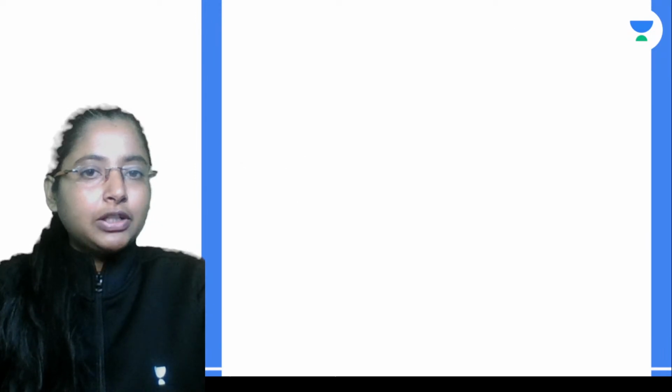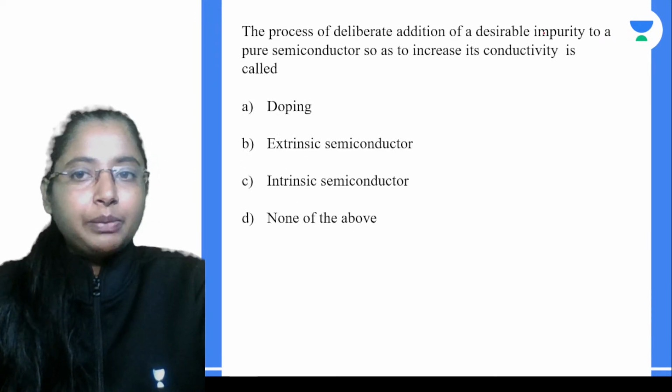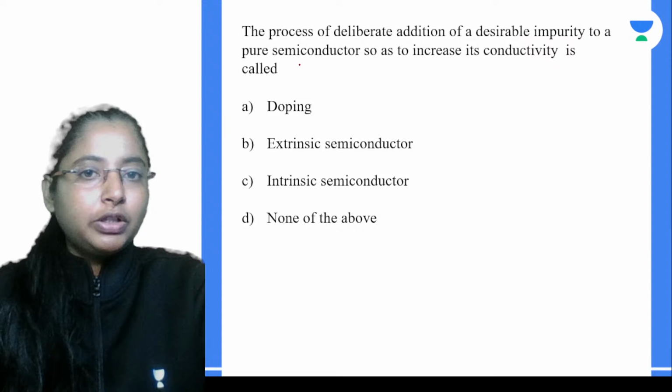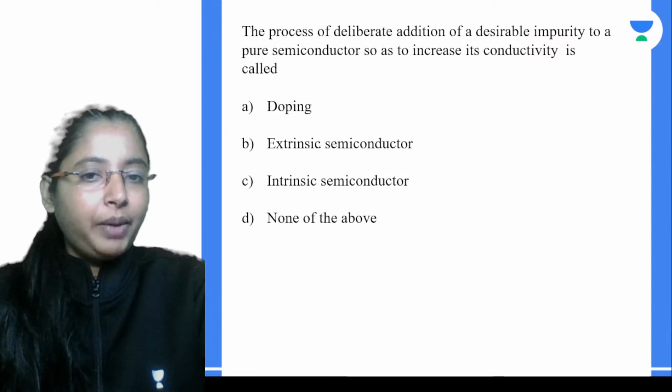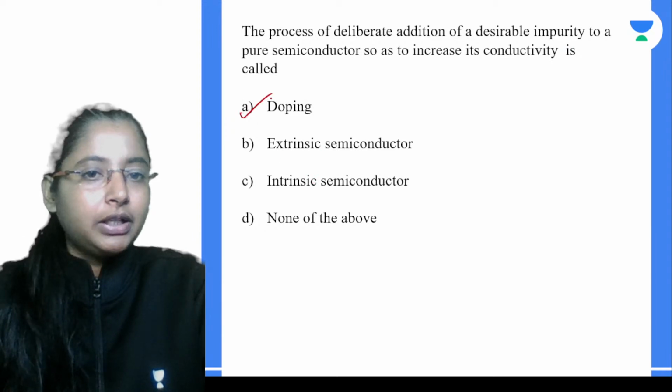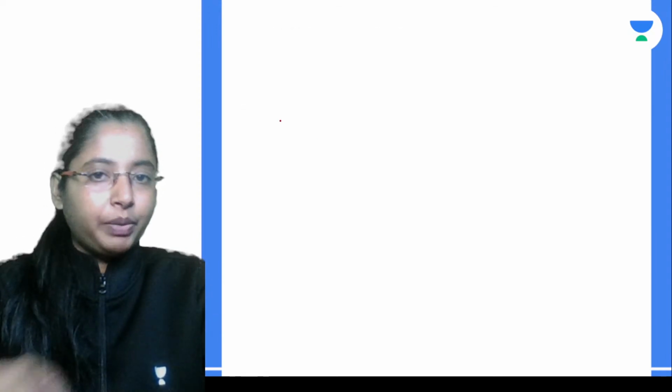Now next question. The process of deliberate addition of desirable impurities to a pure semiconductor so as to increase its conductivity is called doping. Extrinsic semiconductor, intrinsic semiconductor, it's called doping. The process is called doping.